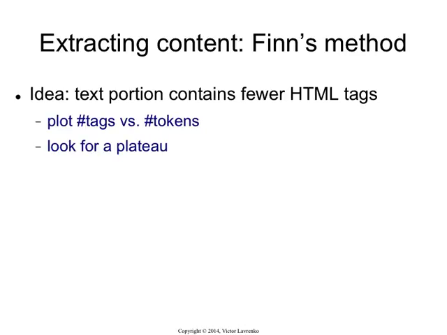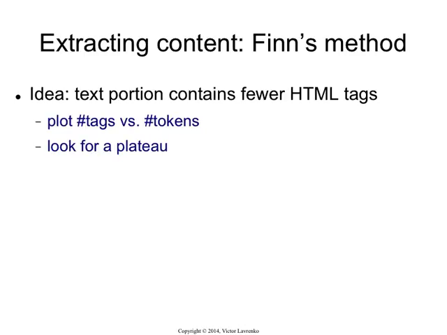So the general intuition, the big idea, is that the block of content is going to have relatively many words per token, and the stuff around it, the junk, is going to have a lot more tags per token. So you want to latch on to this idea. So basically what you want to do is take a web page. Instead of looking at it as a tree, just linearize it as a sequence of tokens.